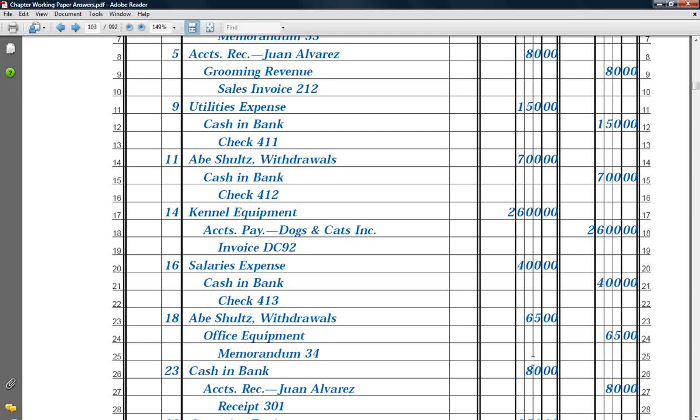On the 14th, we purchased kennel equipment on account. We didn't pay for it. We didn't have the equipment before, so we debit kennel equipment for $2,600. It's increasing the asset, the equipment account. I did not pay cash, so I'm crediting accounts payable, Dogs and Cats Inc. I now owe Dogs and Cats Inc. $2,600, so it increases the liability by $2,600. The invoice DC92 is from Dogs and Cats Inc. So we debit kennel equipment $2,600, credit accounts payable, Dogs and Cats Inc. $2,600. Source document, invoice DC92.